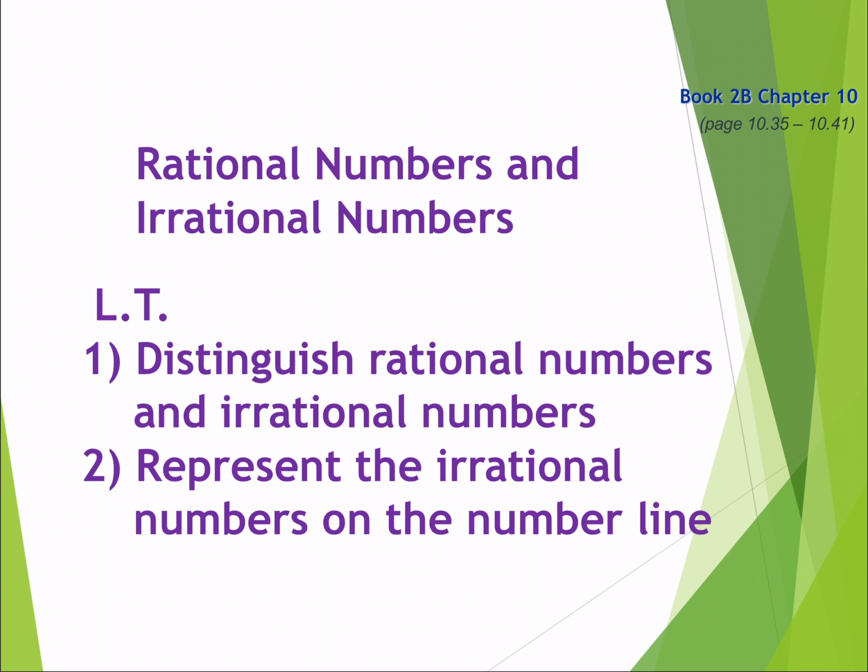Okay, what is meant by a rational number? It is defined as a number that can be written as the ratio of two integers. This is called a rational number: A over B, where A must be an integer and B must be a non-zero integer. So if a number can be expressed as a fraction, then we call it a rational number.